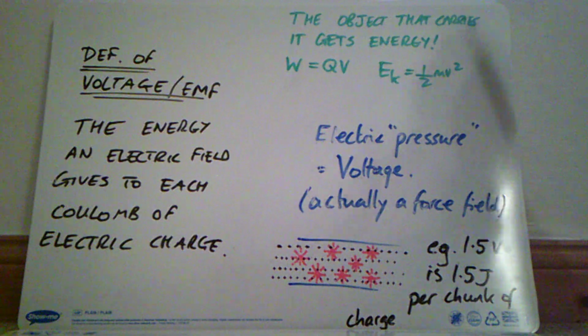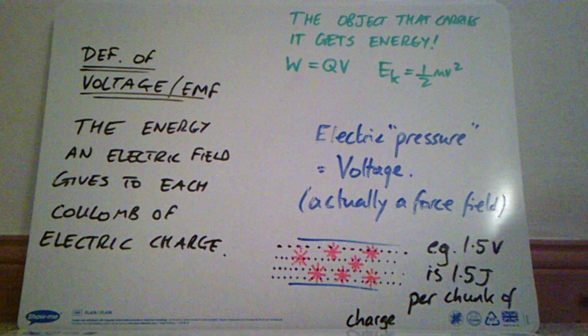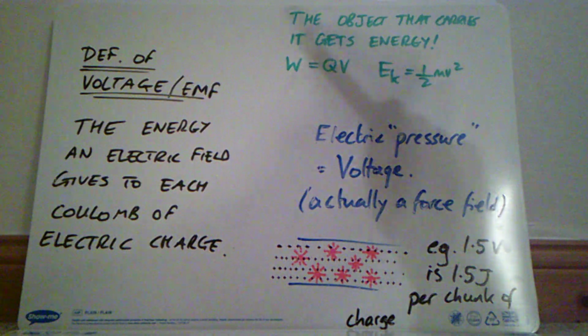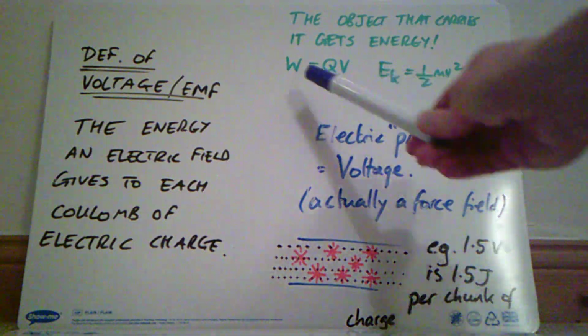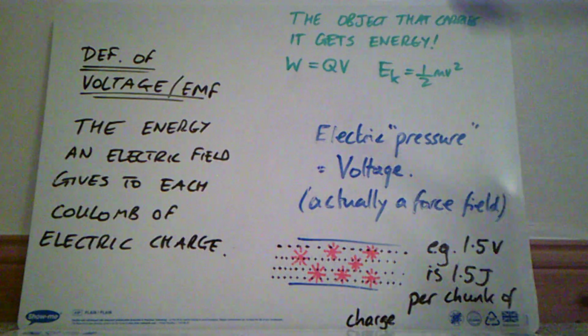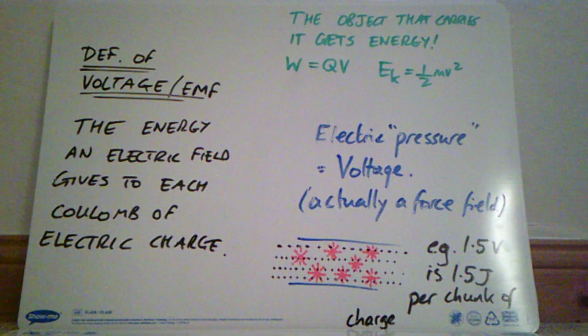The object that carries that electric charge gets given energy, and we talked about this. W equals QV. The energy equals the charge being carried times the voltage of the electric field. So that's the energy which the object carrying the charge ends up being given. Q is the quantity of charge that object is carrying, and V is the voltage of the electric field.